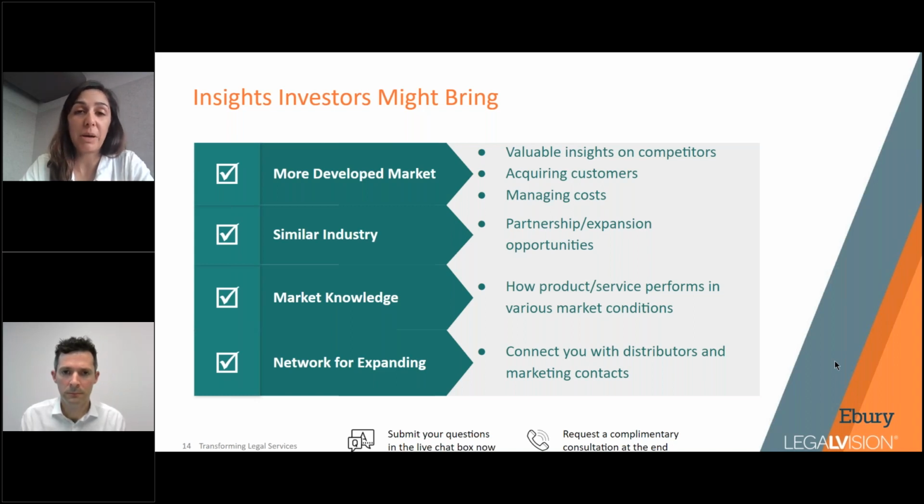Lastly, if you are considering expanding overseas, an overseas investor can be a great step in the door. So they might be able to introduce you to distributors in that market, or connect you with marketing companies in that industry, in that environment, to ensure that you have a successful launch in that market as well.